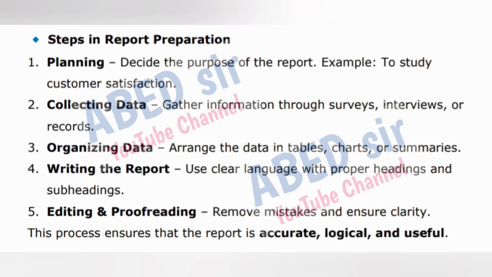Steps in report preparation. 1. Planning. Decide the purpose of the report. Example, to study customer satisfaction. 2. Collecting data. Gather information through surveys, interviews, or records. 3. Organizing data. Arrange the data in tables, charts, or summaries. 4. Writing the report. Use clear language with proper headings and subheadings. 5. Editing and proofreading. Remove mistakes and ensure clarity. This process ensures that the report is accurate, logical, and useful.